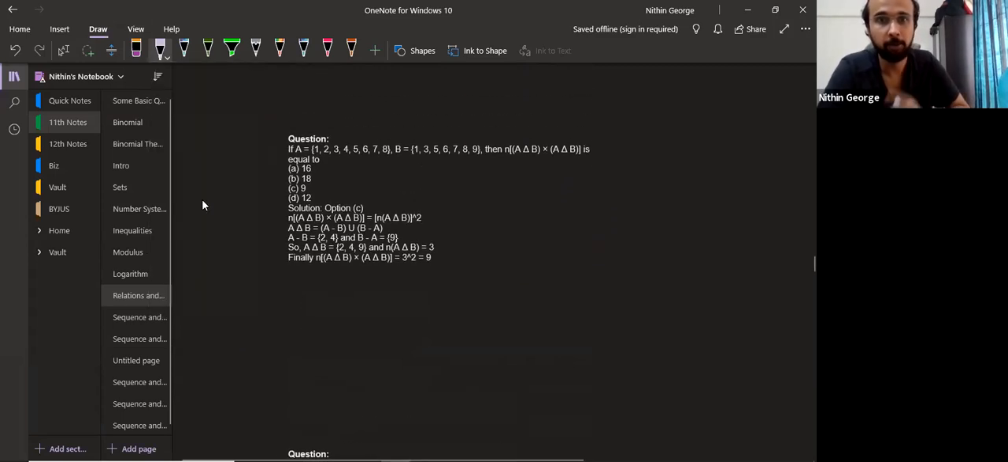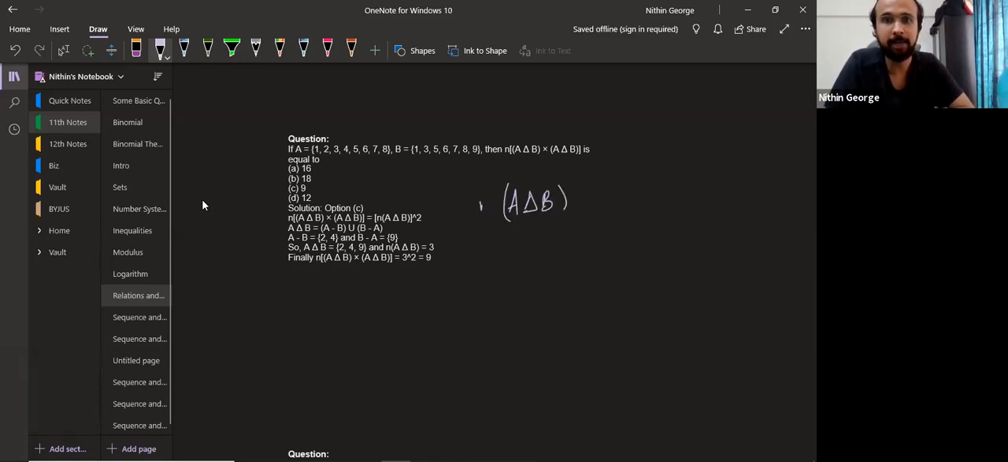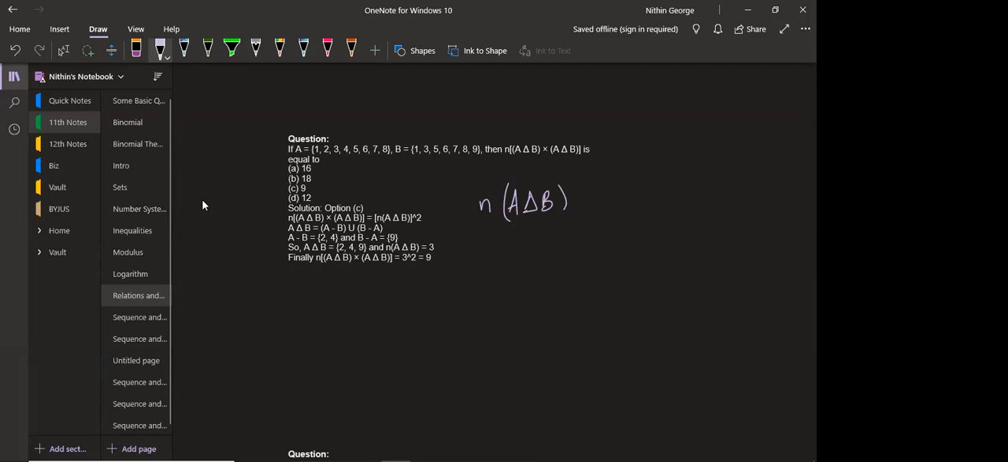A is equal to 1, 2, 3, 4, 5, 6, 7, 8. B is equal to 1, 3, 5, 6, 7, 8, 9. And N of A delta B. What is A delta B? What is the delta sign? It's a difference. It's called symmetric difference. All right. Okay. What do you do in symmetric difference? Guys, what is symmetric difference?